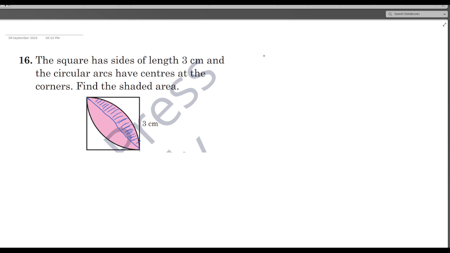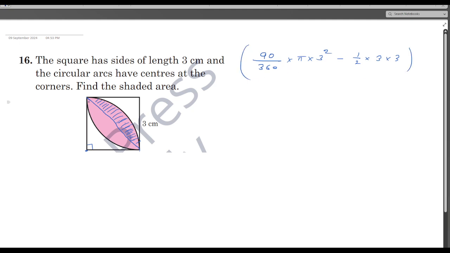So your area of sector will be 90 divided by 360. That is the fraction of angle at the center. Here this point is the center. So the fraction of angle is 90 divided by 360 times pi times radius. Now here the radius is 3, so pi r square gives you the area of the sector. Now from here I will subtract the area of the triangle. So this is half times base, which here is 3, and the height is also 3. So half times 3 times 3. So this is one side of this shaded part.